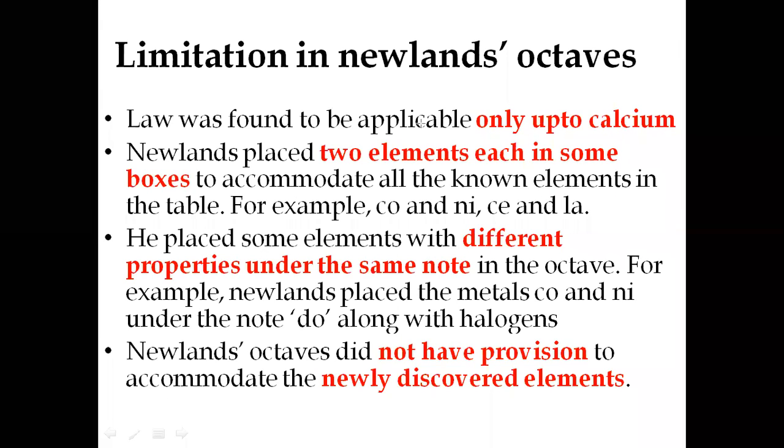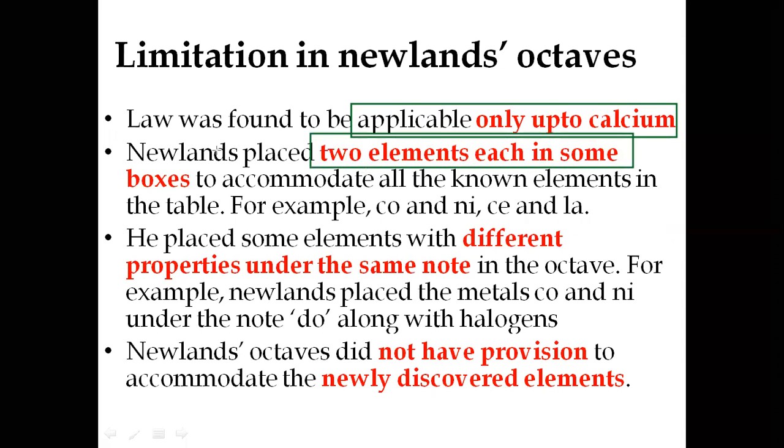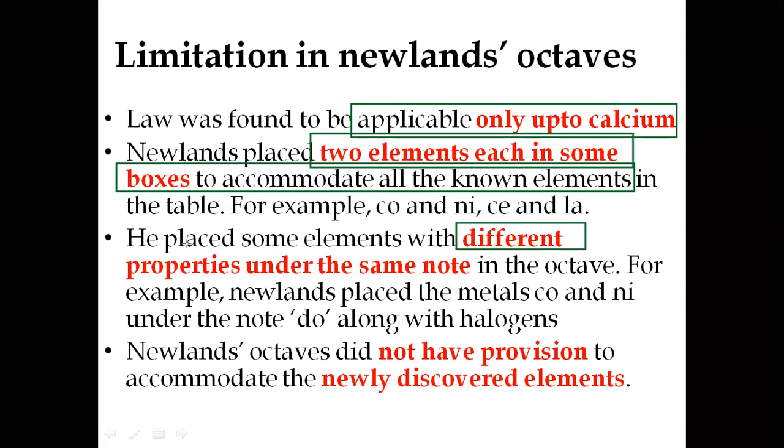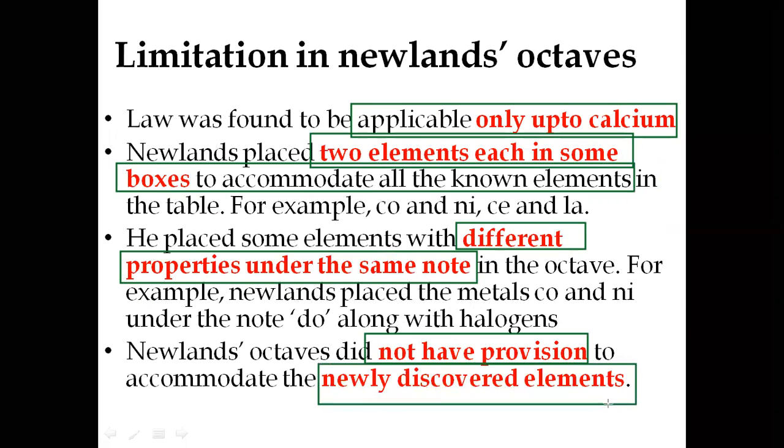So let's just highlight this part. Only up to calcium this law is applicable. Second, there were two elements in the same boxes to accommodate all the known elements. Third, different properties under the same node he placed, and what was the example we discussed earlier? And the last one is that there was no provision for newly discovered elements. So here we have completed the topic, that is Newlands' Law of Octaves and its limitations.